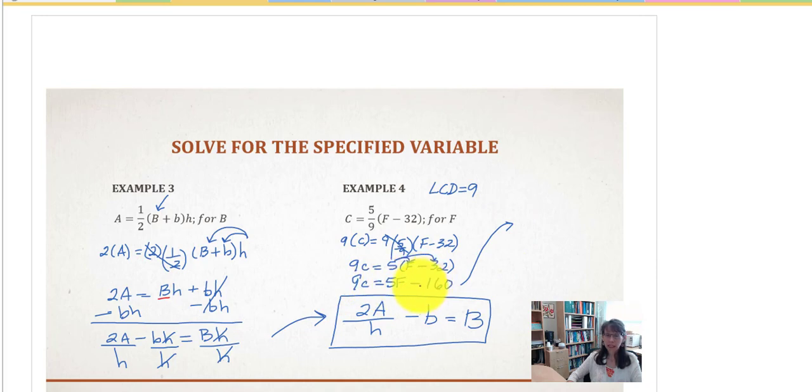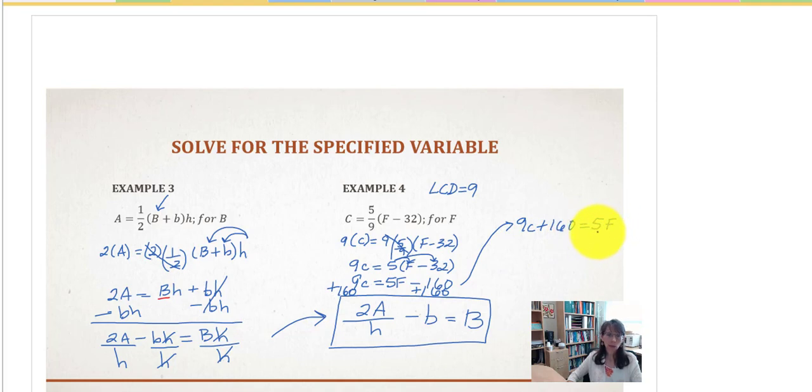What we are trying to do is isolate the term with f. So we can see two different operations are happening. F is being multiplied by 5, and it's going to be decreased by 160. So if we add 160 to each side of this equation, that will help us to get the term with f isolated. So adding 160 to both sides of the equation results in 9c plus 160 now equals 5f.